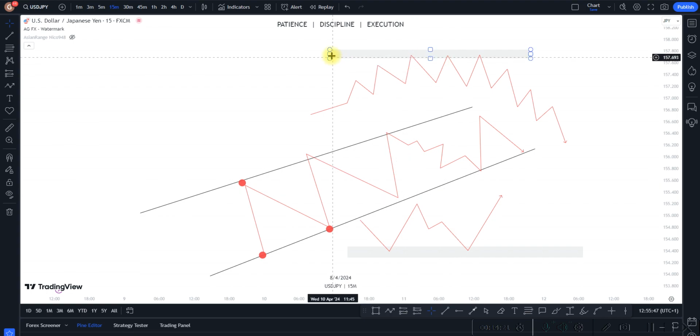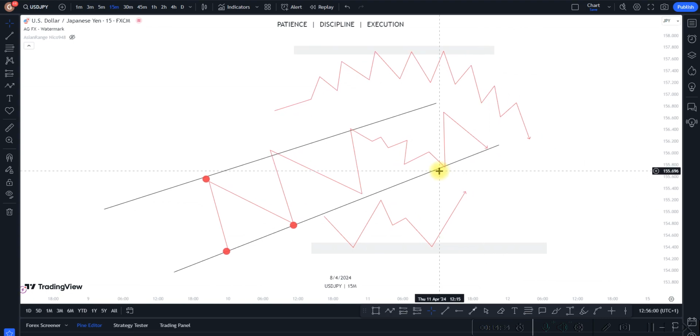So in as much as we have horizontal resistance and horizontal support, we have trend line resistance and trend line support as well. This part of the lecture is just to give us the theoretical explanation of what resistance and support is all about. We explained the horizontal resistance, the horizontal support, the trend line resistance, and the trend line support. Now we are going to look at the chart itself.